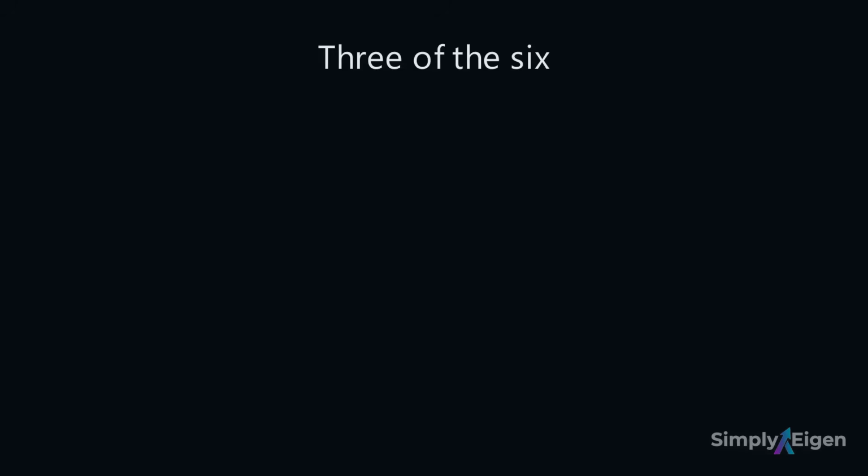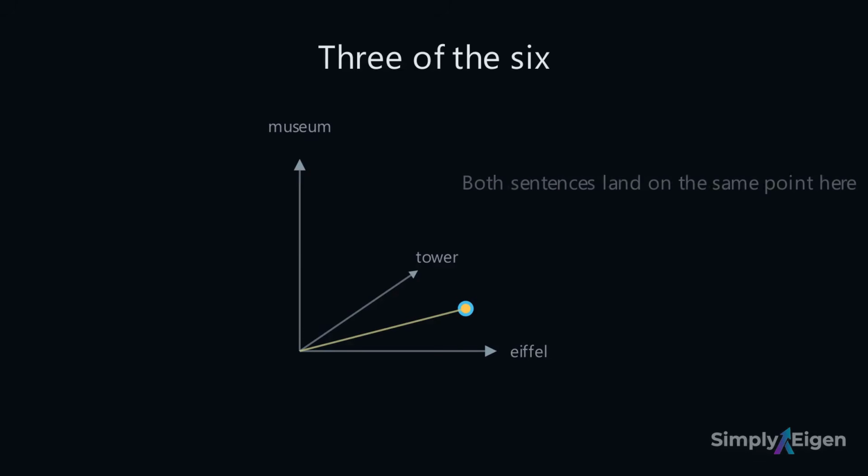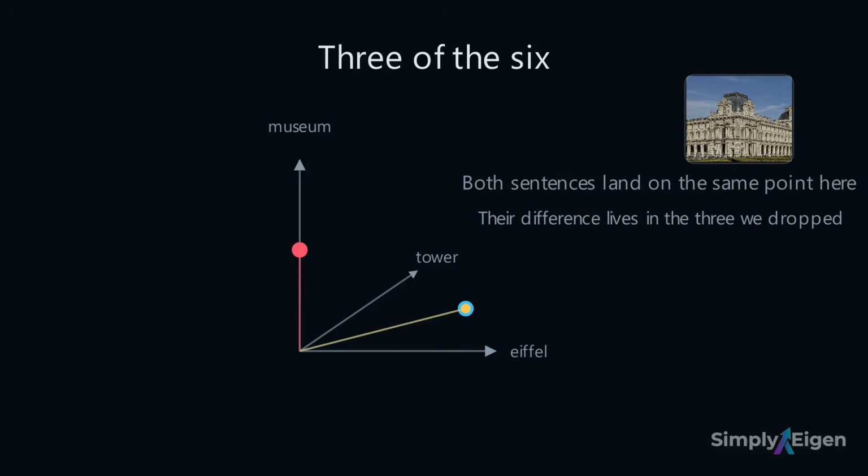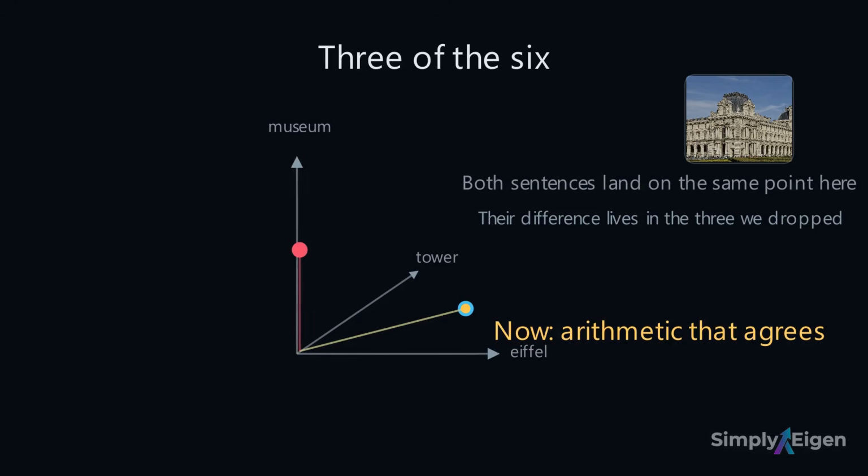6 dimensions is hard to draw, so take 3 of them. Eiffel, tower, and museum. The first 2 sentences both sit out here, in the corner where Eiffel and tower are both 1. The museum sentence sits over there, alone on its own axis. You can already see the answer with your eyes. What we need now is arithmetic that agrees with them.